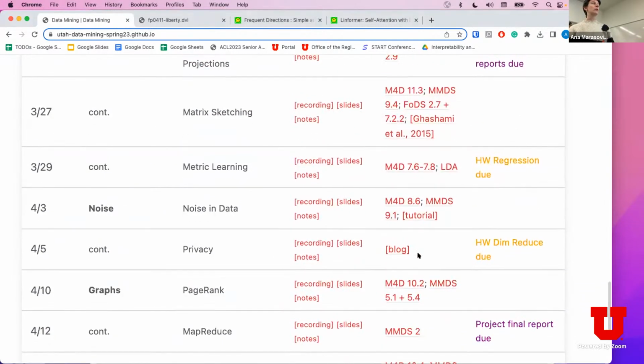So in terms of homework, you have two homeworks that are already available on Canvas. One is on the regression, the other one is on dimensionality reduction. That includes what we have done in the past week, SVD and random projection.